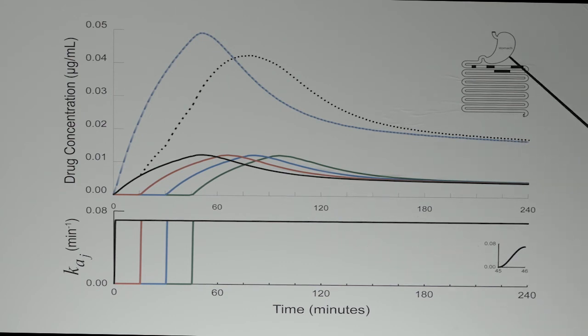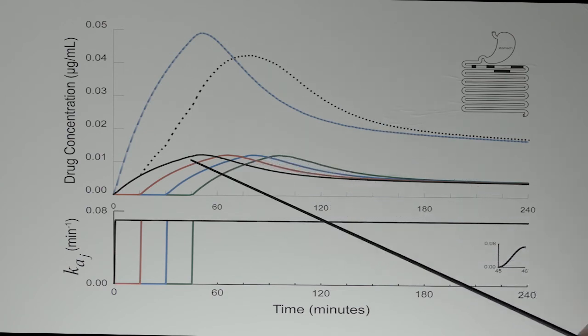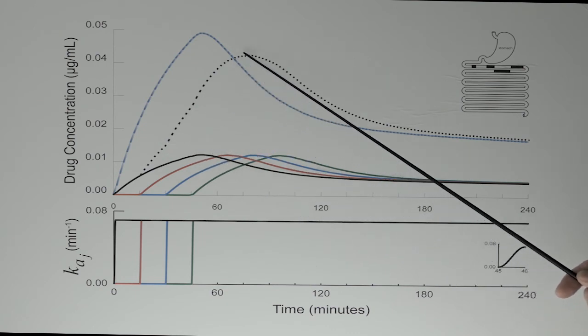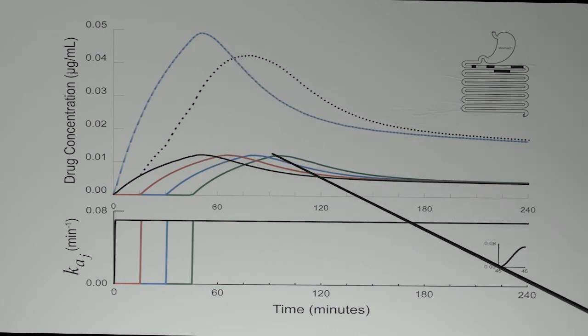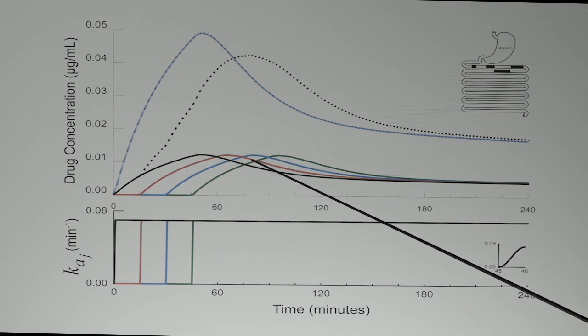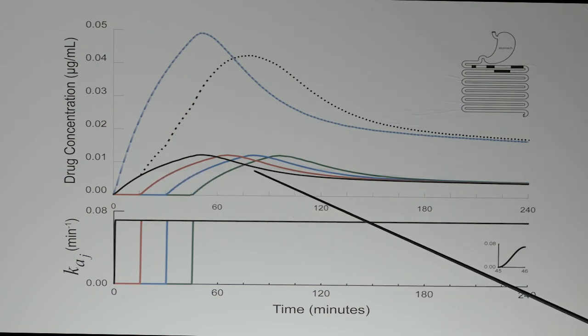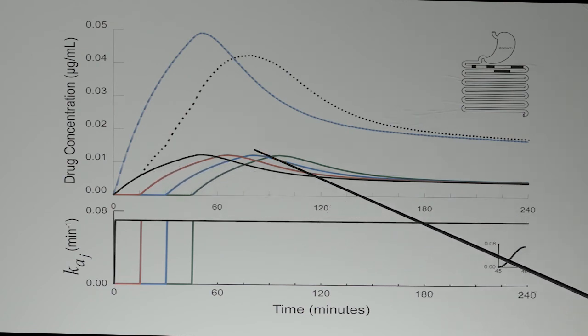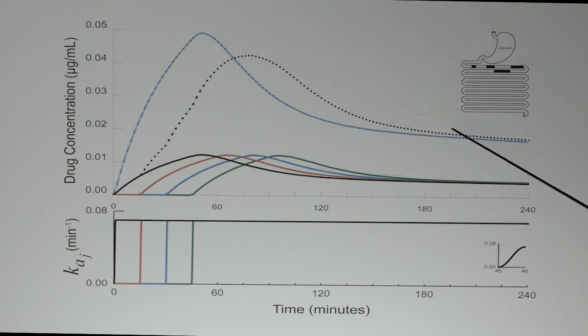So you can see that when the plug enters the small intestine, the absorption rate goes up, and therefore you're beginning to see drug in the central compartment due to that plug. The dotted line is a summation of the absorption from all 4 of these plugs. So you're adding up these 4 curves to get the dotted line.